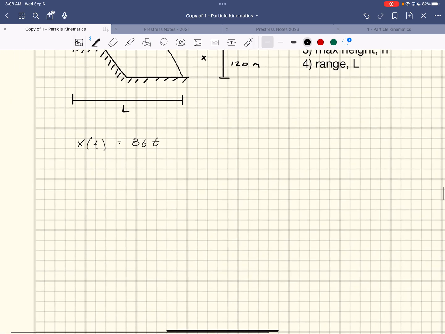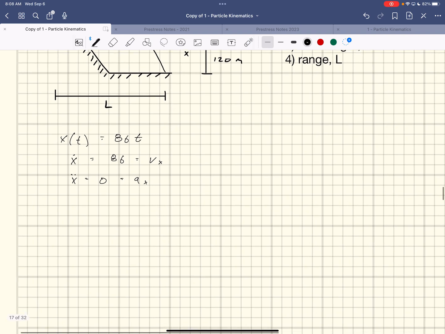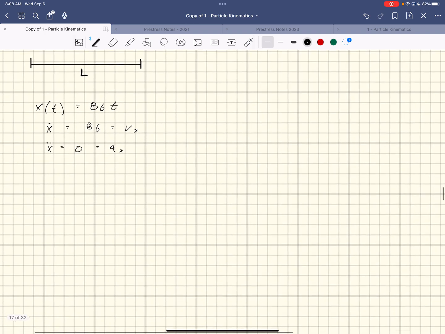I'm going to do x dot, right? That's going to be the velocity. That's just going to be 86. And then x double dot is going to be equal to 0, right? Taking the derivative of a constant gives us that. So that's ax, and this is vx. All right, so then that's the x direction.